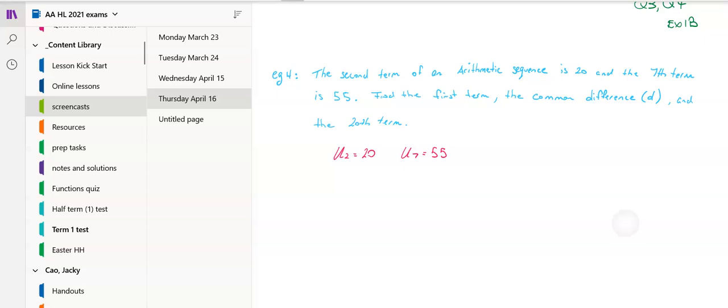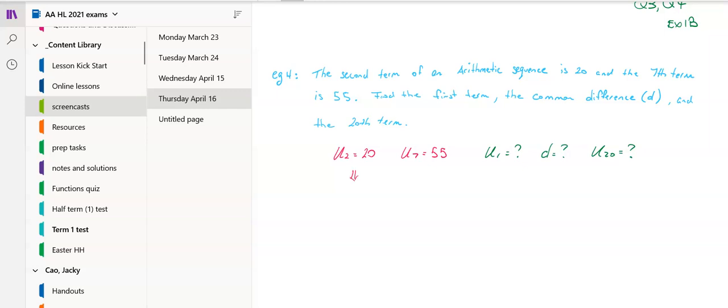So we want U1. Maybe in a different color, I'm going to put down what I'm trying to find. So U1 needs to be found. I need to find d. And ultimately I need to find the 20th term. Okay, so these are the challenges. This is the information I have. Now, how can I use this information?